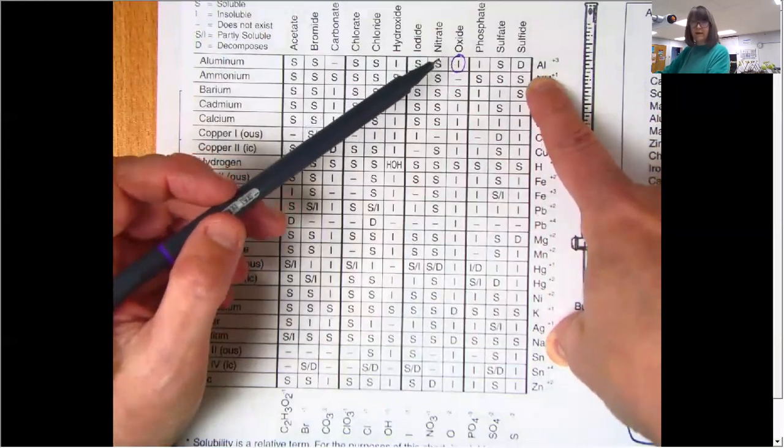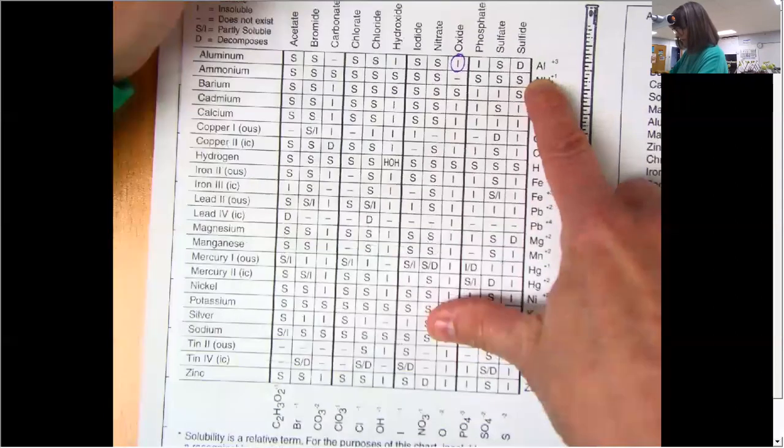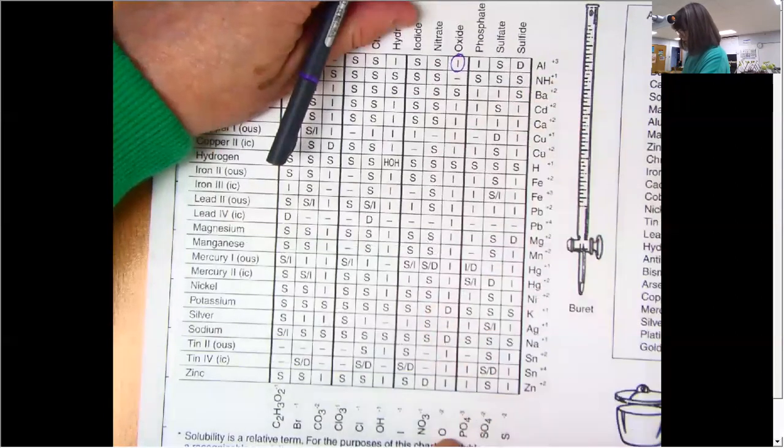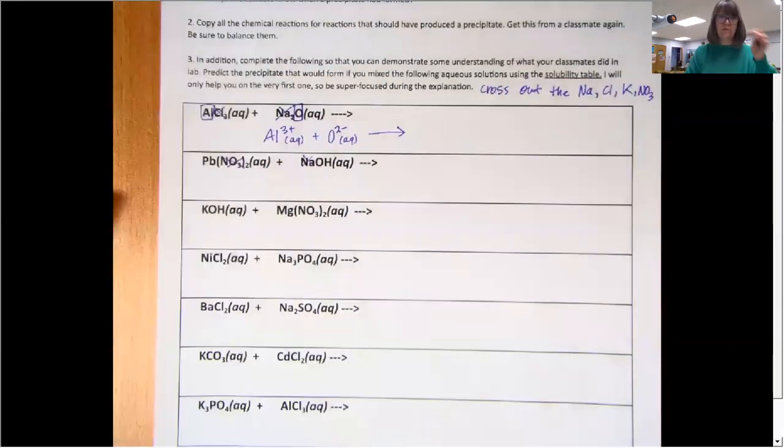One other thing that's handy about this table is it shows us the charges. So I know that I'm going to have aluminum that's +3 and oxide that's 2-. So here's going to be my net ionic reaction. Aluminum is +3 and it's dissolved in water, aqueous. The oxygen is -2, is dissolved in water, and it's aqueous. And then what precipitate should it make?